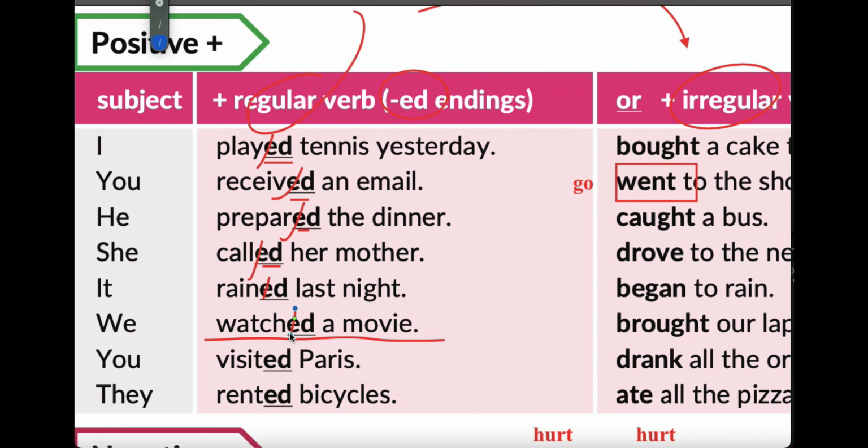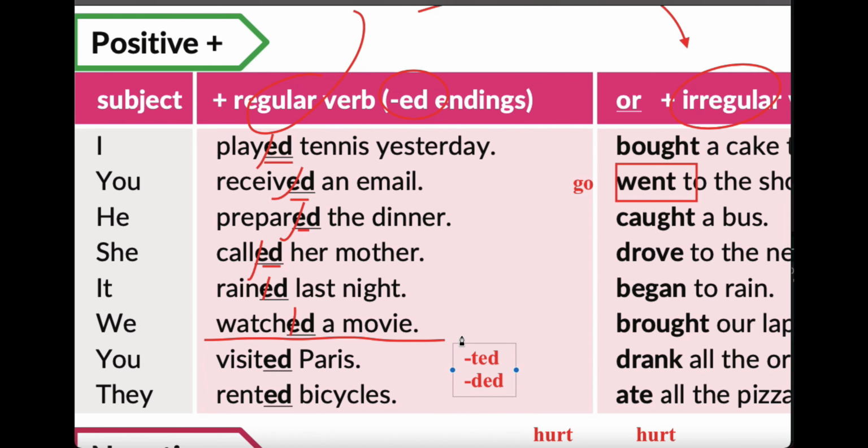But here's the thing. There are two exceptions. Whenever the regular verb ends in TED or DED, we do pronounce the E, because then it's going to be really hard to say at the end. So then we say, visited, rented. Okay? So in those two cases, we do pronounce them.